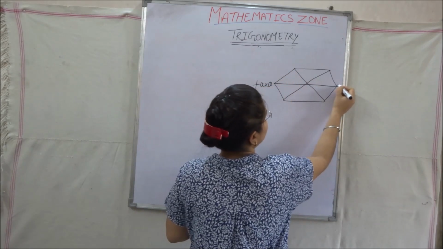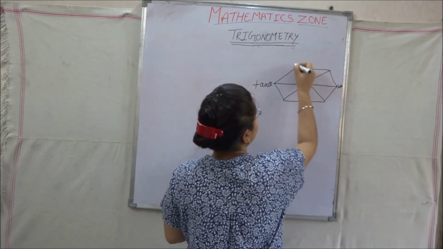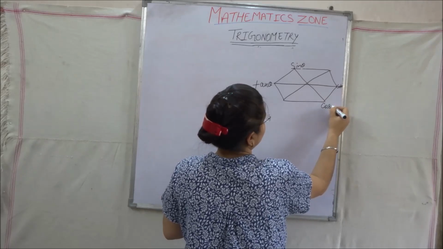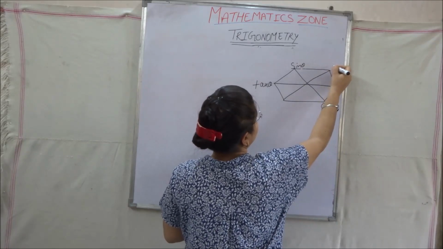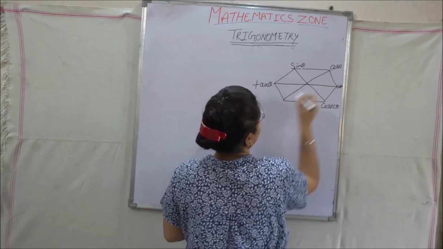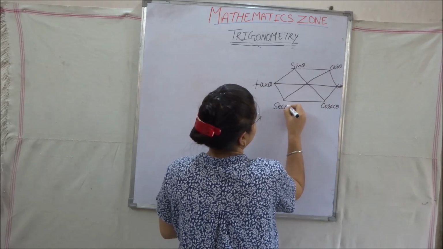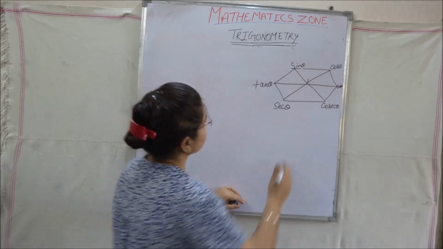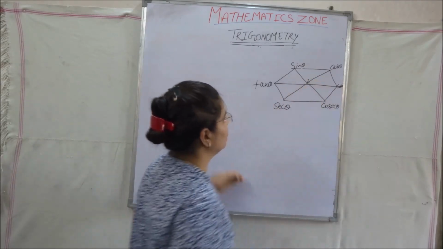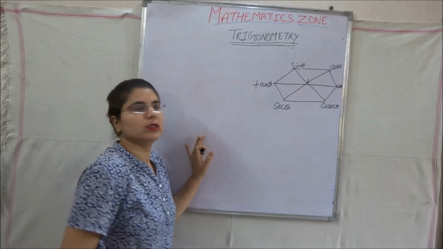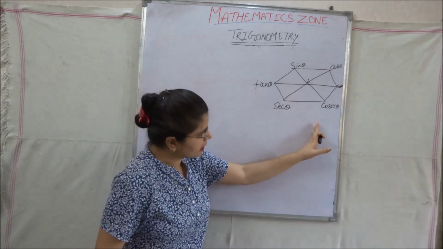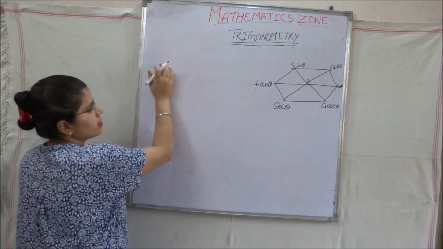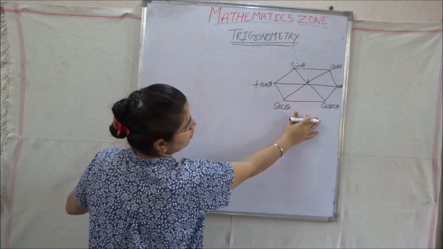Tan theta, cot theta, sin theta, cosec theta, cos theta, sec theta. Now, in the last video we were deriving the formulas from this figure. Now let's start our new formulas.